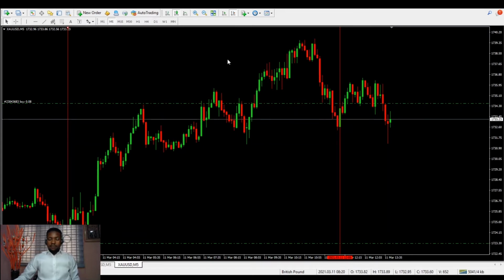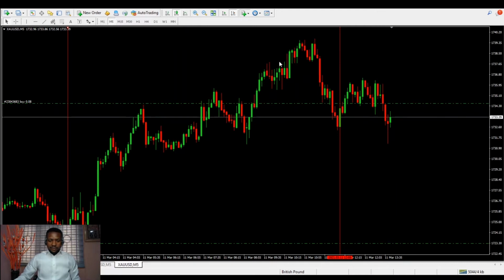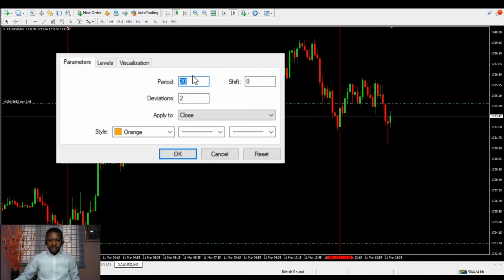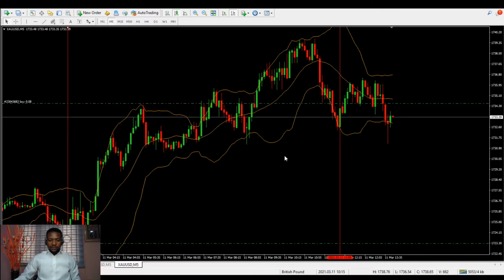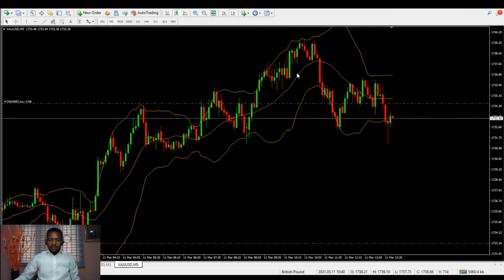So how do you input the Bollinger Band on your chart? Just click on this icon and select Bollinger Band and make use of the default settings. Deviation is 2, the period is 20, and you can select whatever color you want it to appear in. So this is the Bollinger Band which I have added to my chart. This is the upper band, this is the lower band, and this is the middle band.